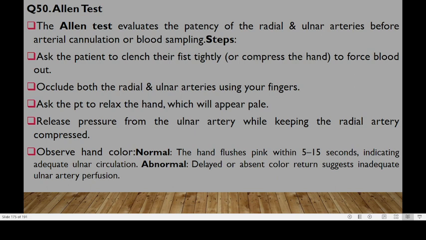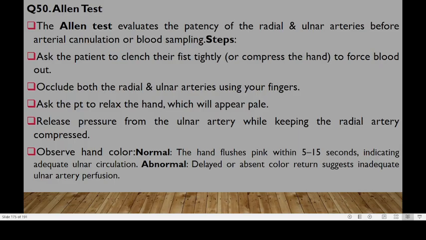How do we perform the Allen test? Remember, the Allen test evaluates the patency of the radial and the ulnar arteries before arterial cannulation or blood sampling, like the ABG. So we ask the patient to clench their fist tightly, or just compress the hand if they can't. And this is just to force blood out of the hand.